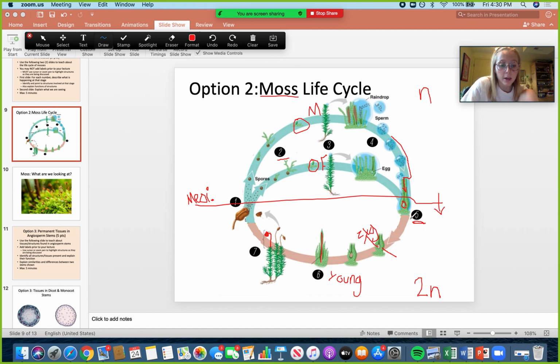So to recap that really quick, after fertilization, the zygote develops into a sporophyte. This sporophyte goes through meiosis and produces spores. These spores develop into either a male or female gametophyte. The male gametophyte is the antheridium, the female gametophyte is the archegonium, which will then produce through mitosis either sperm or egg, which will bring us back to fertilization.